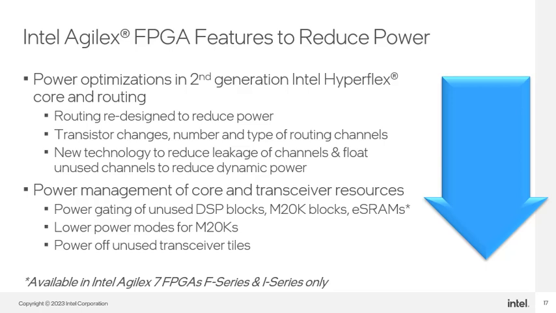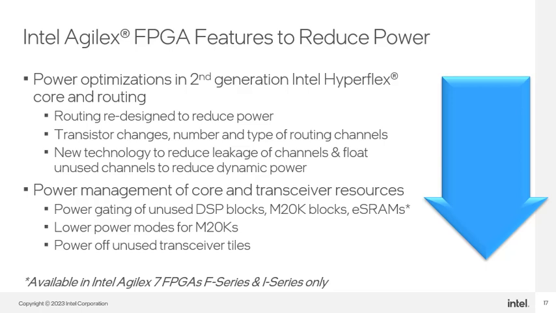In addition to changes in the manufacturing process, changes have also been made to the device itself to lower power use. The transistors and the number and type of routing channels were redesigned to reduce power. This includes new technology to reduce the leakage of the channels and leave unused channels floating. These changes help to reduce the dynamic power consumed by the routing.